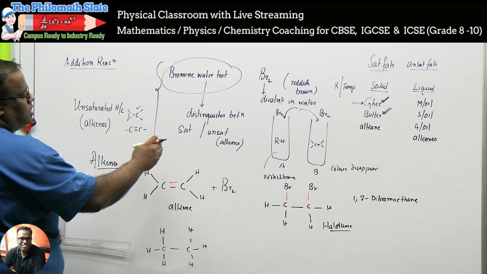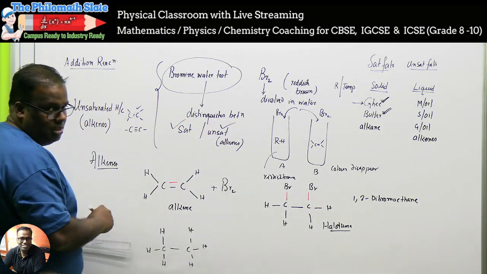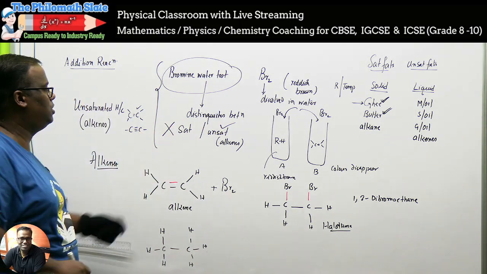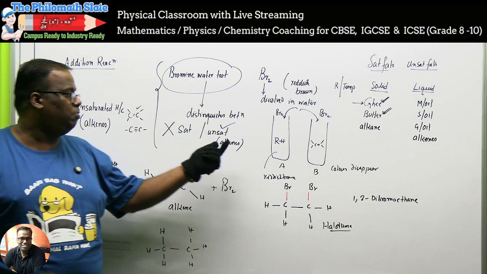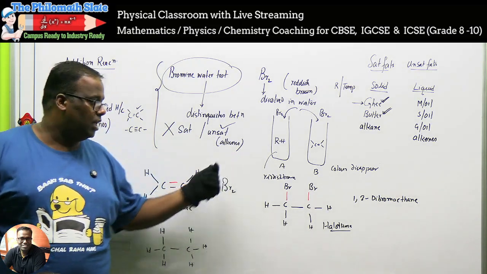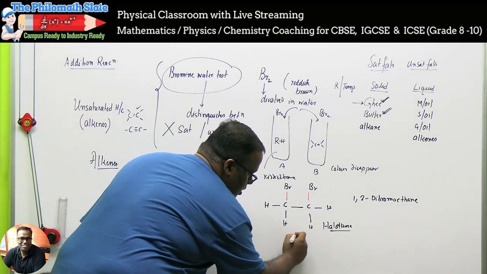Bromine water test is used to distinguish between saturated and unsaturated. It will not show any positivity. The test will not report positive for saturated. It will report positive for unsaturated. What is the criteria of positive? That bromine water, once you drop it in, this compound will be colorless.